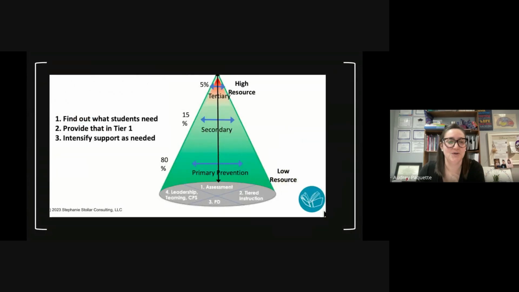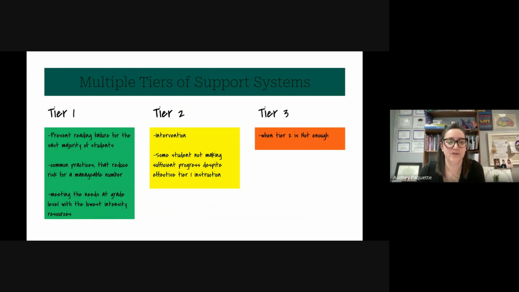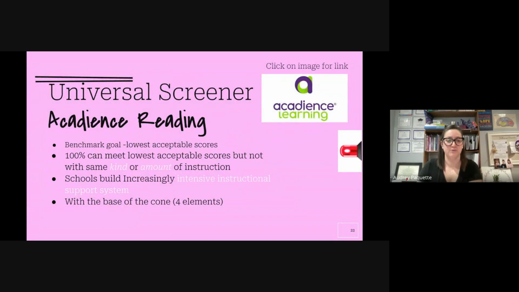All right. So just two little slides. I won't be going over it right now. Just wanted to have the tier 2 and 3. Okay, so let's jump into universal screeners.